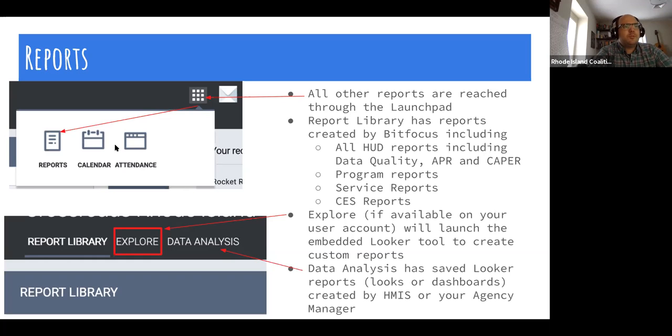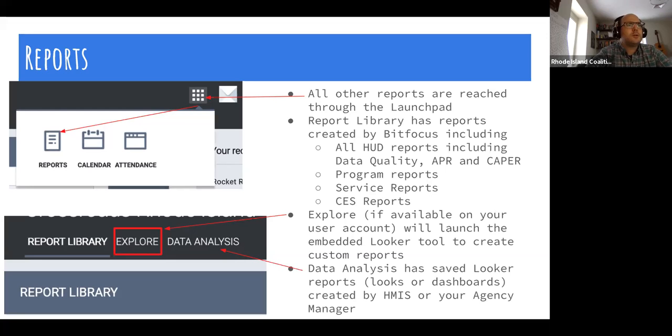All right, so we'll move on to talk about reports for data quality. For all reports for data quality, you'll use the launch pad, which looks like the little waffle in the upper right-hand corner, and go to reports. There are 3 sections in that reports area. There's the report library, which everybody has access to, and that's where APRs, CAPERs, HUD data quality reports and program-based reports live. Next to it are 2 tabs, Explorer and Data Analysis, which are limited by access rules.